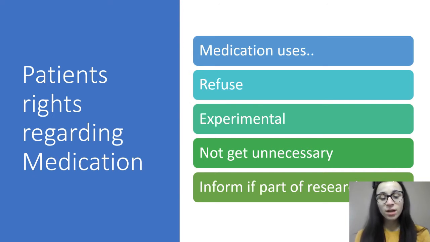Number four, they have the right to not get medications unnecessarily. So if it's not needed, they should not be getting medication because they have a lot of side effects. And the last one is that they should be informed if they're part of a research study. For instance, a new cancer drug that's not FDA approved, but it's a research study, they should be informed.